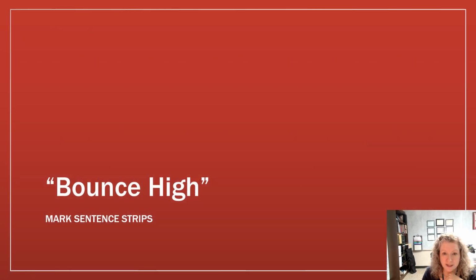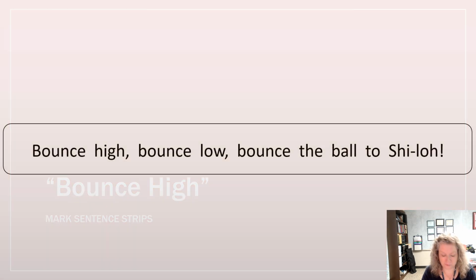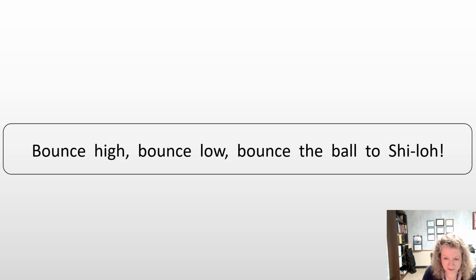Now we're going to mark your sentence strip to identify where the accented beats occur. Did we bounce the ball on every beat? Let's think about that. Bounce high, bounce low. No, we bounced the ball on every strong beat or every other beat. So let's identify the strong beats by underlining each syllable where the ball touches the floor.